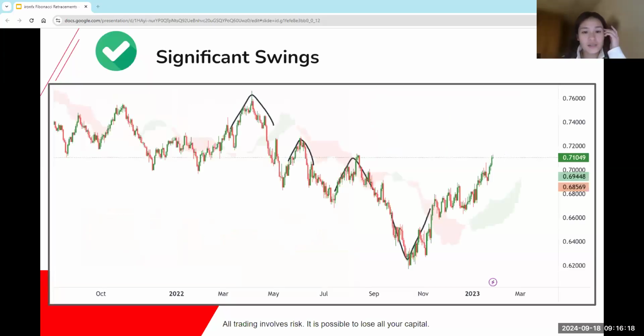Okay, again, another example. Here you can see I've drawn out the peaks and the troughs to point out exactly how significant your swings should be. Okay, let's move on.